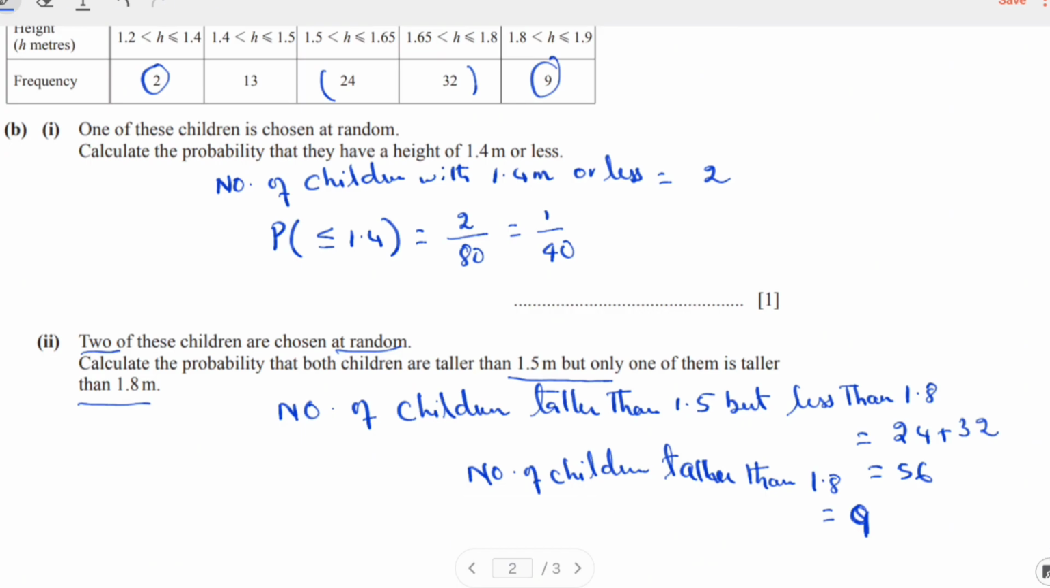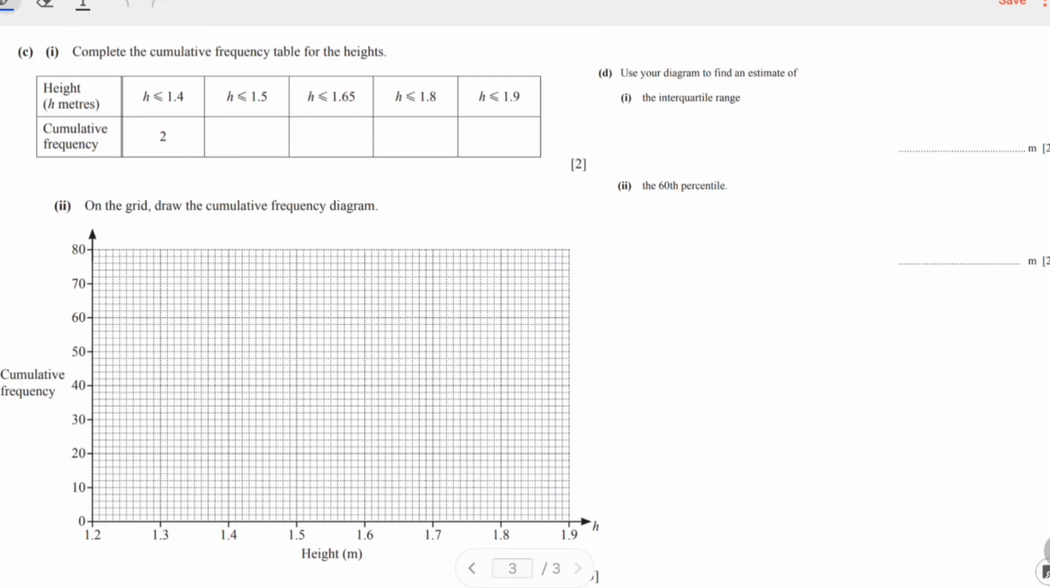Now we have to find the probability under the given condition. The probability will be 56 by 80 multiplied by, for the second child, 9 by 79, because one child is already chosen, so the number of children reduces to 79. Likewise, two children have to be chosen, therefore we multiply it by 2. Now we simplify this calculation and we get 63 by 395 as the answer.